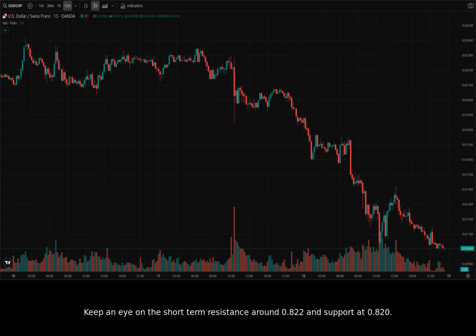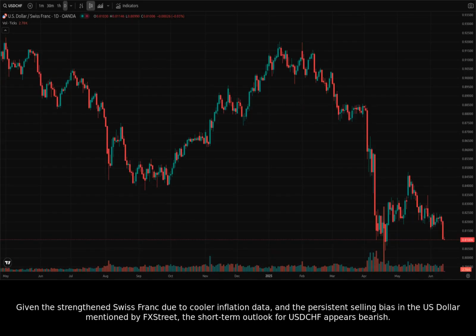Keep an eye on the short-term resistance around 0.822 and support at 0.820. A break below 0.820 could signal a retest of lower support levels. Given the strengthened Swiss franc due to cooler inflation data and the persistent selling bias in the US dollar mentioned by FXStreet, the short-term outlook for USDCHF appears bearish.